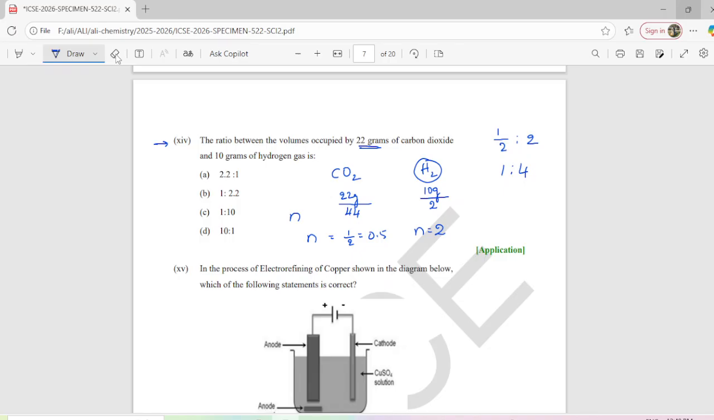Sorry, here n equals 5. So the number of moles is 5. So this will be 1 by 2 is to 5, and this becomes 1 is to 10.